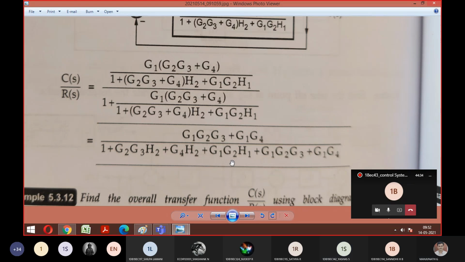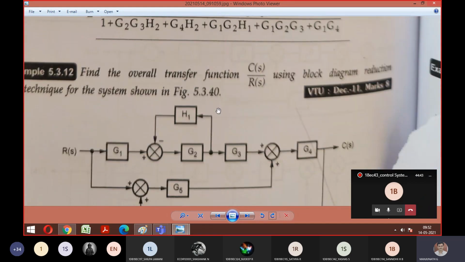Yes, sir. So you just make a note of the answer. You can verify with the answer what you got. Okay. So last one in this rule number 9.